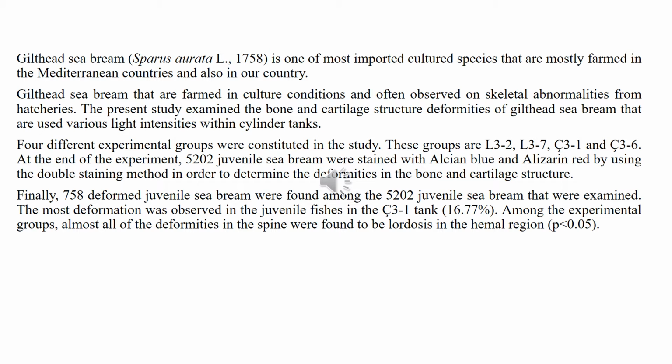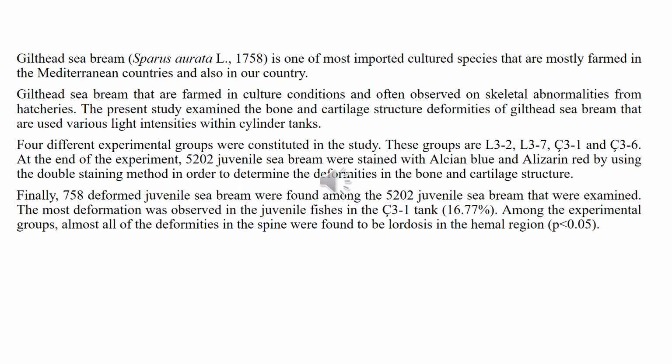Sparus aurata is one of the most important cultured species that are mostly found in Mediterranean countries and also in our country. Seabream found in cultured conditions are often observed with skeletal abnormalities from hatcheries. The present study examined the bone and cartilage structure deformities of Sparus aurata raised under various light intensities within cylinder tanks.